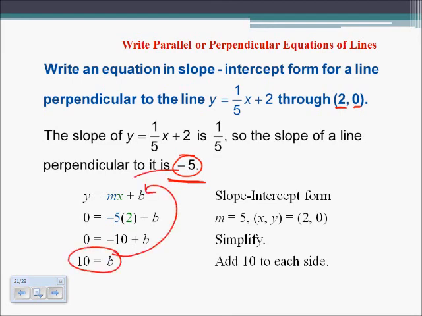Then substituting b into the equation, and negative 5 for our m, the answer is y equals negative 5x plus 10. It looks like they have an error here in the printed answer, because our slope was negative 5. So the solving for b method works just as well in this case.